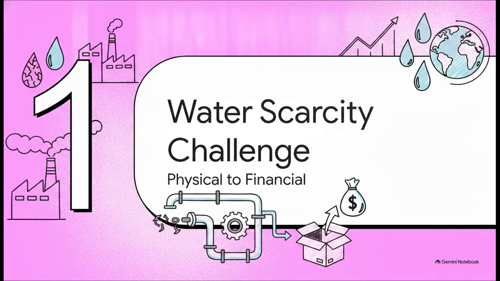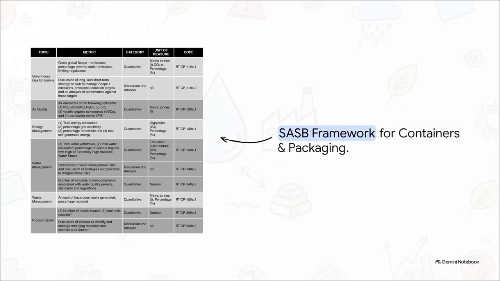Section 1. The water scarcity challenge. Moving from physical realities to financial risks. To really understand why water management is a big deal here, we have to recognize that containers and packaging plants guzzle massive amounts of water. According to the SASB standard, water is heavily used for raw material processing, process cooling, and generating steam at on-site cogeneration plants. So this isn't just some casual utility, it's a fundamental requirement to keep operations running.